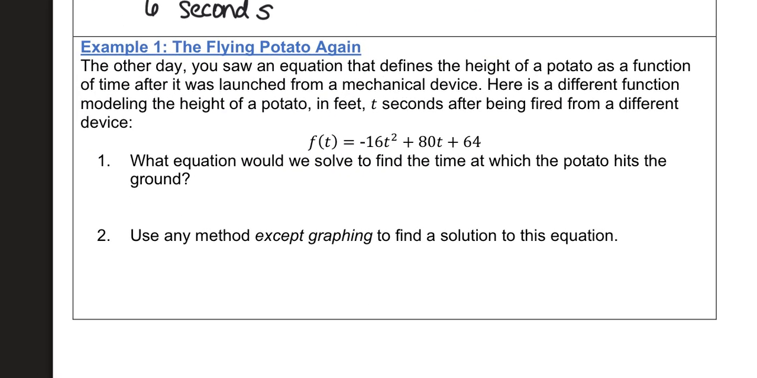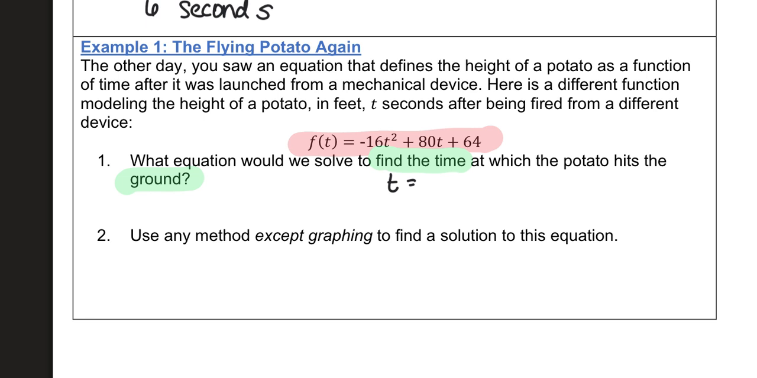Example 1, we have the flying potato again. So we're talking about that same equation: negative 16t squared plus 80t plus 64. This is our equation for this situation. And our first question says, what equation would we solve to find the time? Since we're finding the time, we're looking for a value of t at which the potato hits the ground.